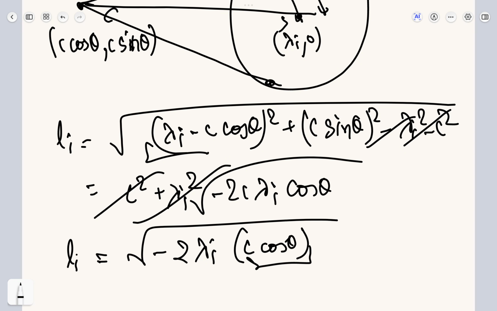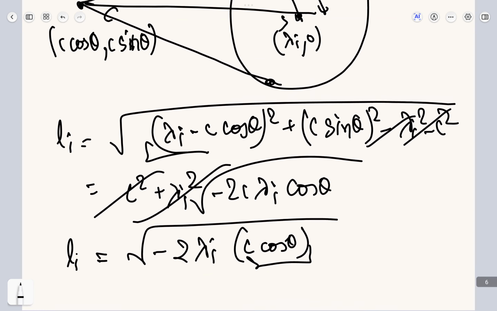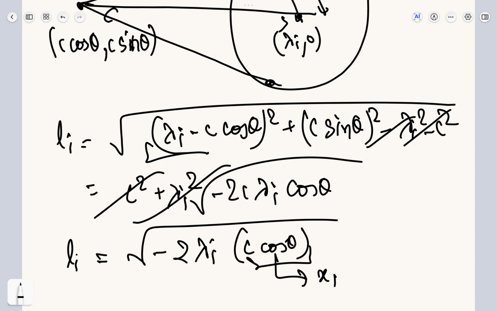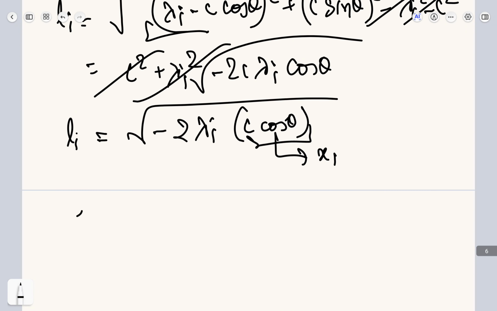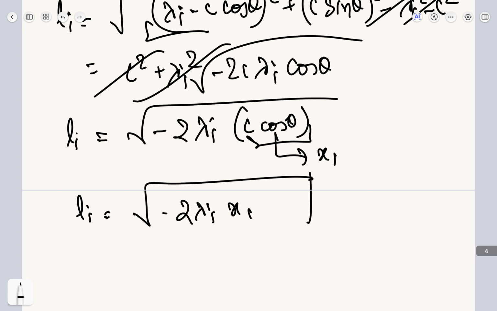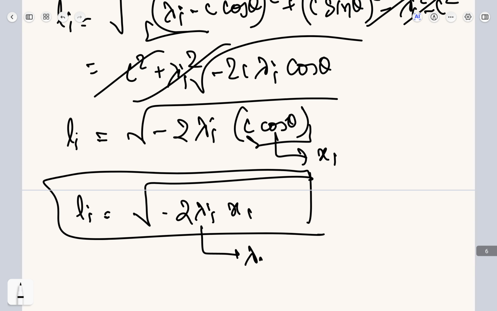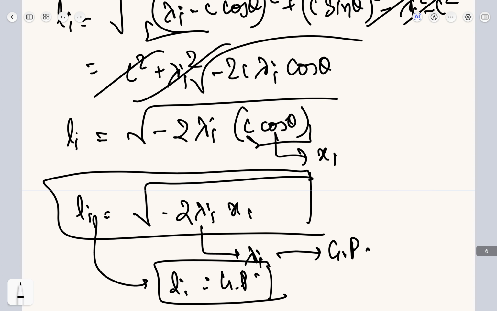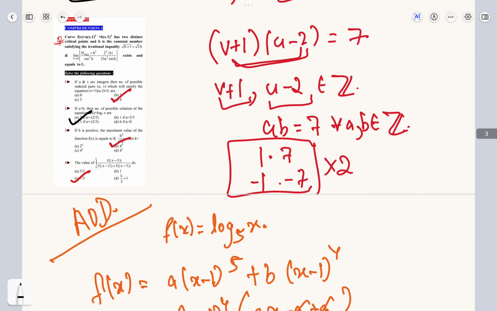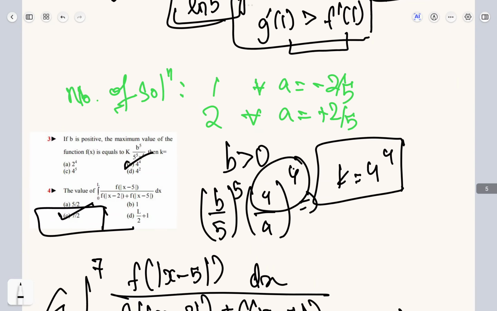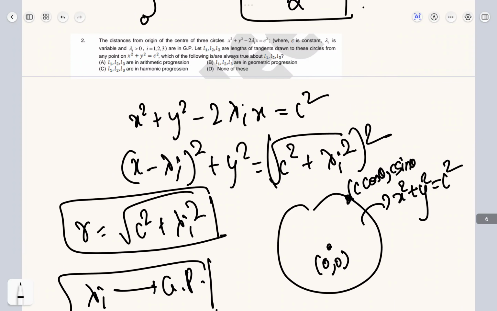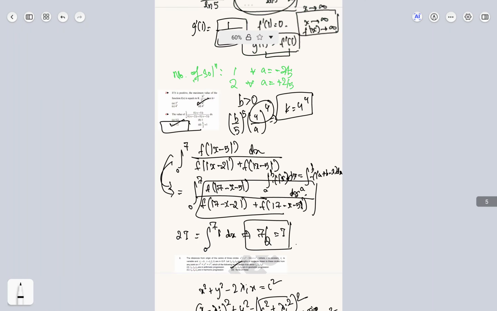So this was just the x coordinate of any random point on that circle. I would just write this as x1. Okay, so Li is equal to minus 2 lambda I x1. So clearly if lambda I is in GP, I would have Li in GP. So this was a pretty easy question. My answer to this would be, they are in geometrical progression.